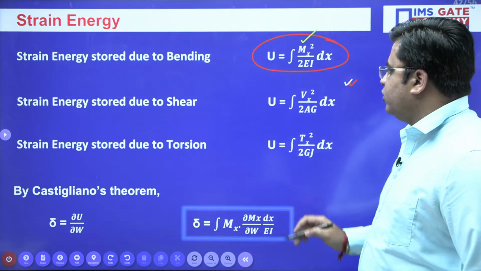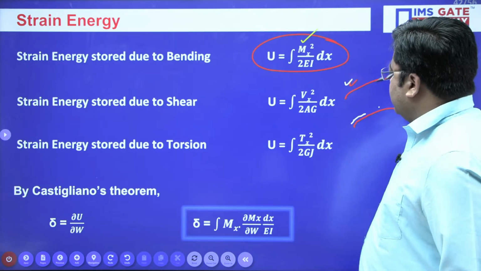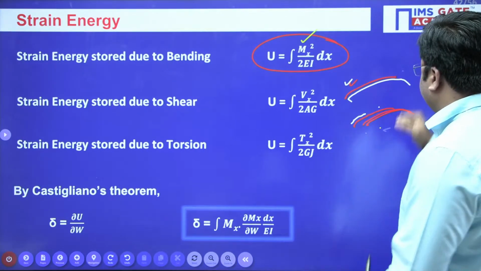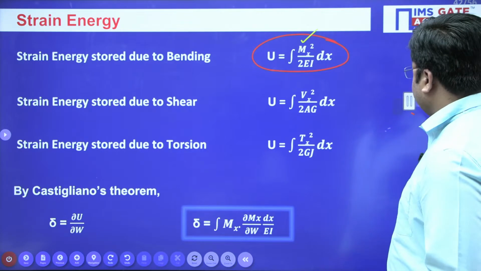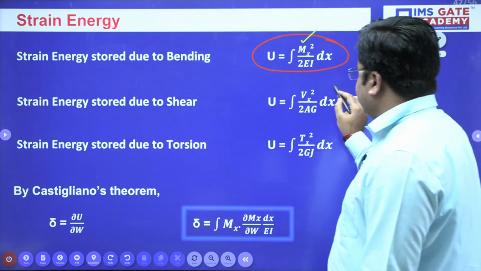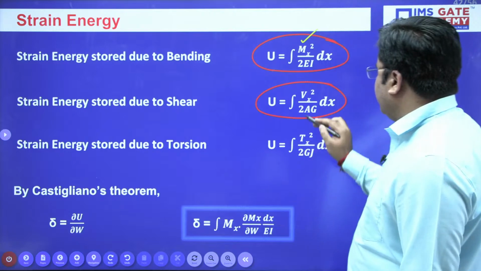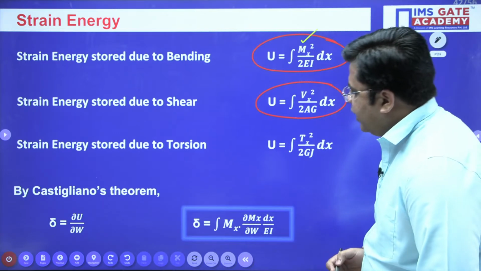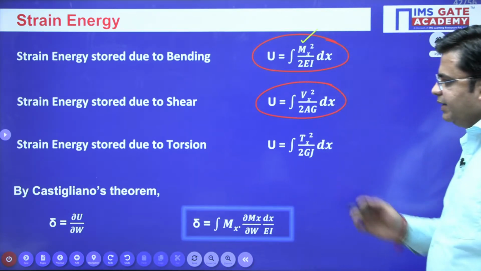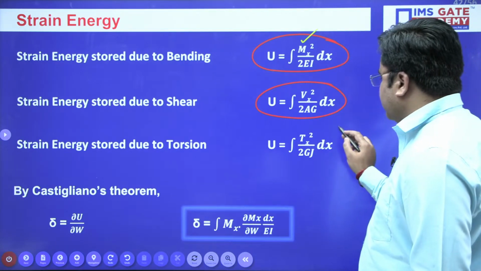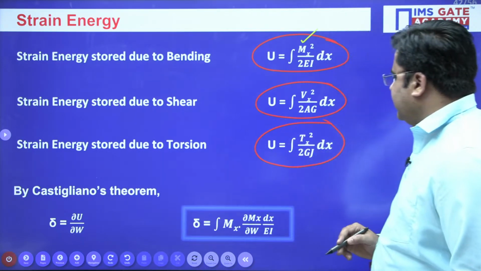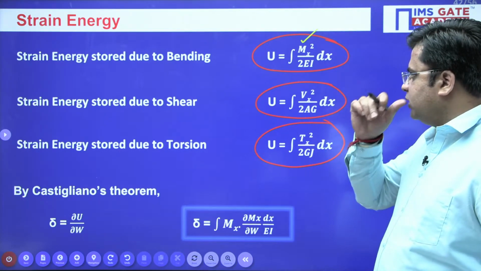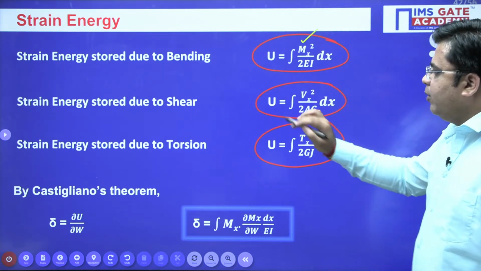Similarly, strain energy due to shear is U equals the integration of Vx square upon 2AG into dx, right. So using this, you can calculate the strain energy due to shear force Vx acting at any section xx. Strain energy due to torsion is U equals the integration of Tx square upon 2GJ into dx.